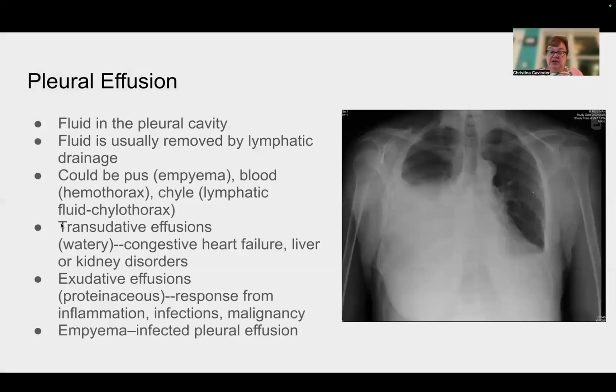Pleural effusions is fluid in the pleural cavity. So this is fluid outside the lungs between the thoracic cavity, you have your pleural space, then it's filled with fluid. And this x-ray you can see it's got fluid all through here on this right side.